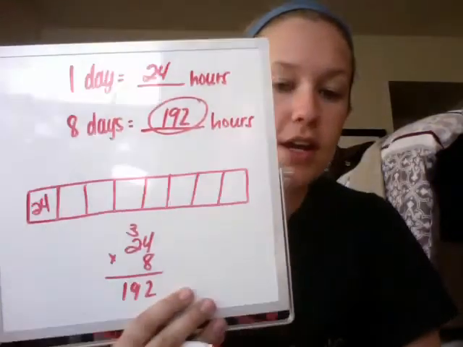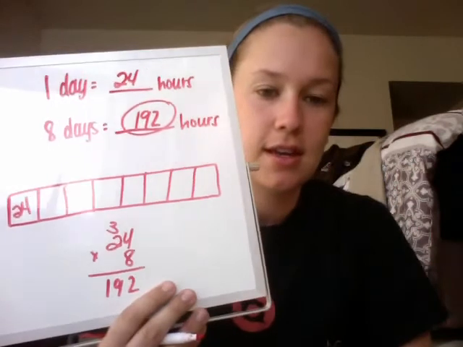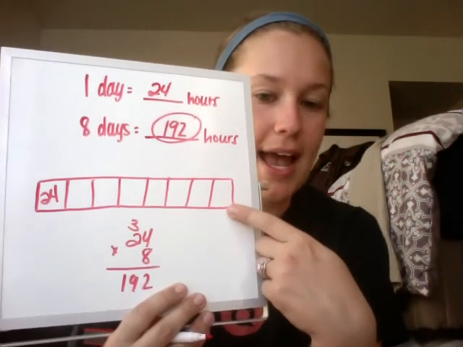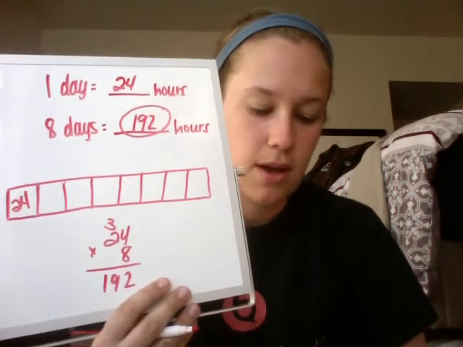Alright, I'm going to flip it, so pause me if you need to. 192 hours. There are 24 hours in 1 day, multiplied by 8 days, gave me 192.